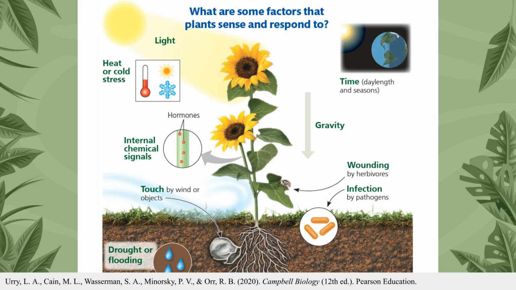Plants are sensitive to a wide array of factors. This includes light, heat or cold stress, gravity, and even the passage of time through day length and seasons. They also detect physical stimuli like wounding by herbivores, infection by pathogens, and mechanical touch from wind or objects. Internally, they use chemical signals to coordinate these responses across their entire structure.